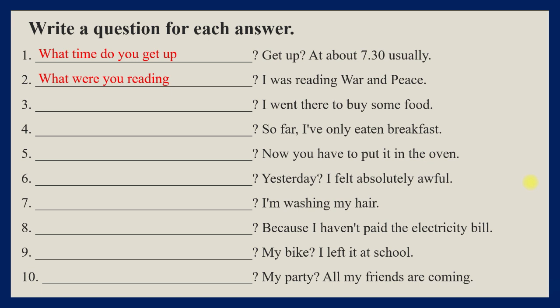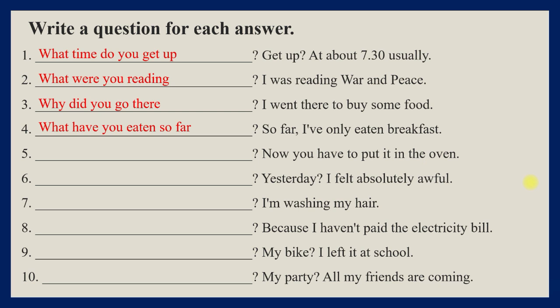Number 3, "I went there to buy some food." Again, "I went there." This is in past simple, so the question is better to be in past simple. "Why did you go there?" Because in here you're giving a reason why you went there, so the question should start with "why." Number 4, "So far I've only eaten breakfast." The response is in present perfect, so the question should be in present perfect. "What have you eaten so far?"